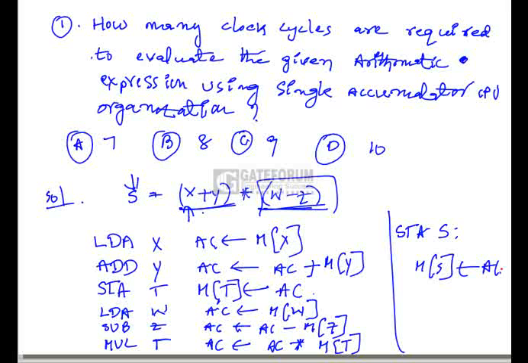So finally, this requires 1 clock cycle, because all other instructions require 1 clock cycle. Addition 1 clock cycle, STA 1 clock cycle, LDA 1 clock, SUB 1 clock, MUL 2 clock cycles, and STA 1 clock cycle. 1, 2, 3, 4, 5, 6, 8. Total 8 clock cycles are required for this. So option B is the right option.